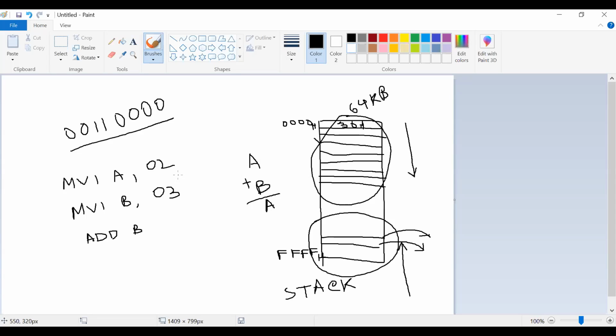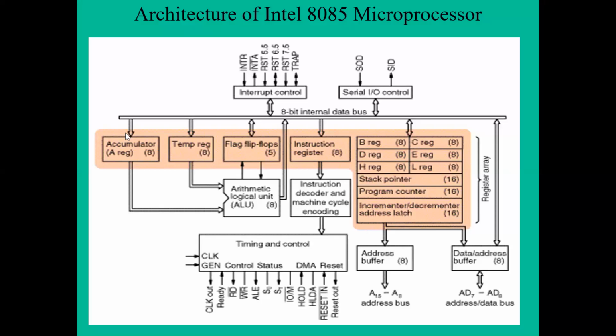Clear? So when this instruction is fetched by the microprocessor, it must be stored in the instruction register. The first instruction is stored in the instruction register, then 02 must be stored inside the accumulator according to this instruction. So 02 goes to the accumulator. Now from where will it go? Which one will work first? The MVI A, 02 that I wrote, so that is in some memory location where it is stored.